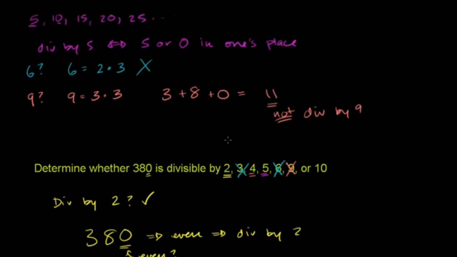So lastly, we have the number 10, and this is on some level the easiest one. What do all the multiples of 10 look like? 10, 20, 30, 40. We could just keep going on and on. They all end with 0. Or if something ends with 0, it is divisible by 10. 380 does end with 0, or its ones place does have a 0 on it. So it is divisible by 10. So we're divisible by all of these numbers except for 3, 6, and 9.